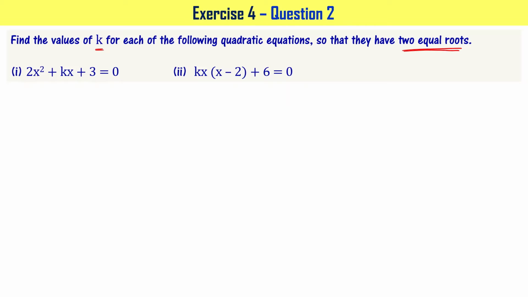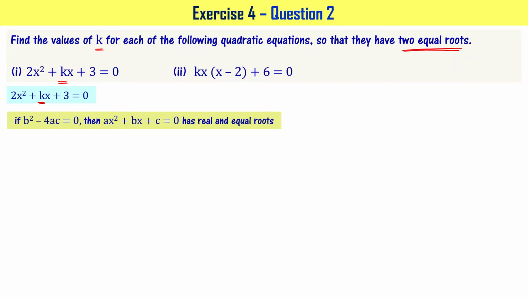So what it says is, when you have to find the value of k for the first equation, you have to equate b square minus 4ac of that equation to 0, right? So that the roots are going to be equal and real. That's what we learned, right? When b square minus 4ac equal to 0, then ax square plus bx plus c equal to 0 is going to have two real and equal roots, right?